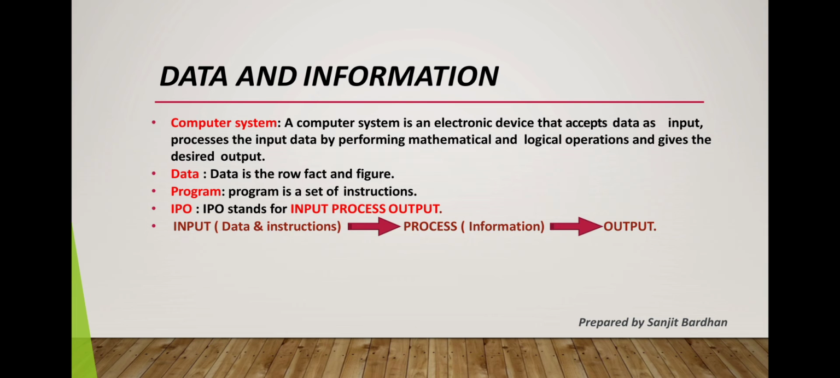And the important part of this chapter is what is IPO. IPO stands for input, process and output. The main concept of generating output information from the input data is also referred to as the IPO concept. We give instructions to the computer as data, then the computer will process the data and give the desired result as output. This process is called the IPO cycle.